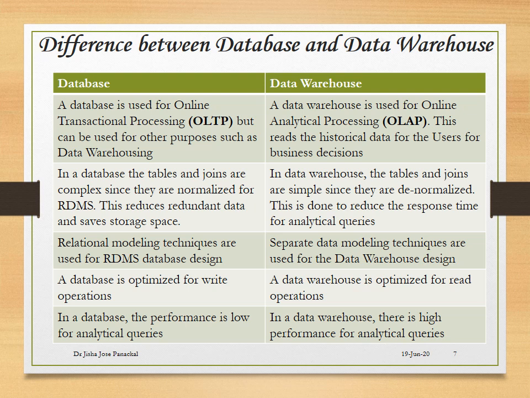And in the case of a database, the performance is low for analytical queries. Actually, it is designed for online transaction processing, so the performance will be low for analytical queries. But in the case of a data warehouse, the performance for analytical queries will be high. So these are the differences between a database and a data warehouse.